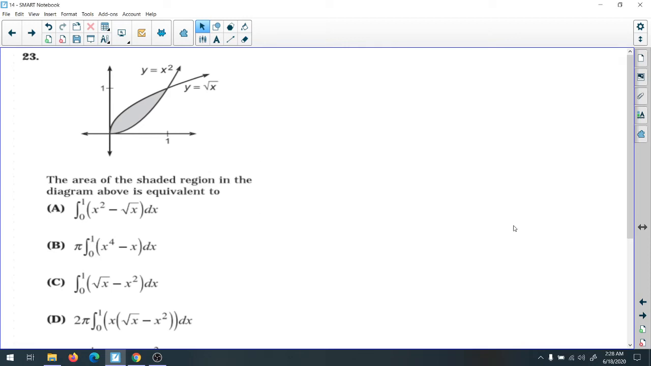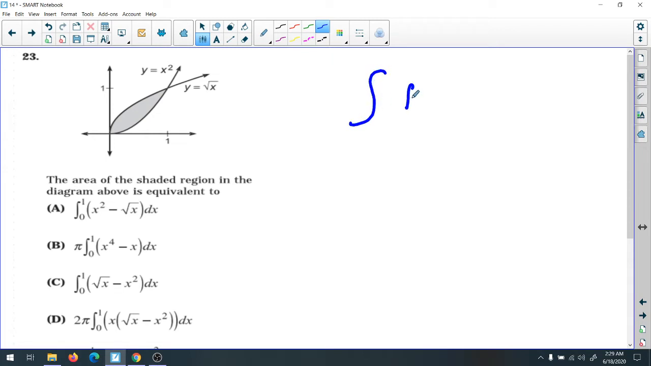Right, given this question in an AP Calculus test, they give us this graph where two curves intersect in a point, and they ask what the area of the shaded region in the diagram above is equivalent to. They don't want you to evaluate the area, but to form the equation of the area, the integral.